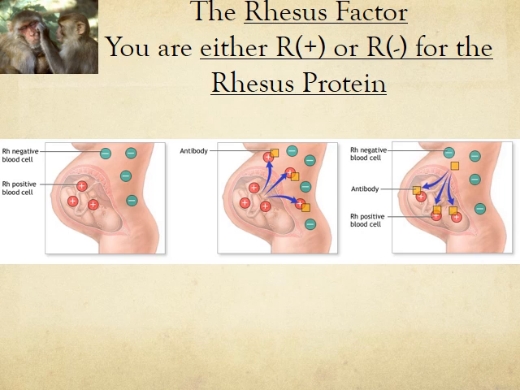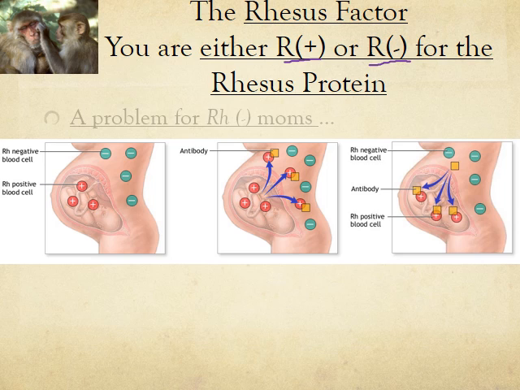Now, what we also have inside of our blood is something called the Rhesus factor. Now, that's Rhesus, not Reese's. We're not talking about peanut butter and chocolate here. So, you're either positive or negative for the Rhesus protein, meaning you either have it in your bloodstream or you don't. If you do have the Rhesus protein, you would have the positive blood type. But if you don't, you would have the negative blood type. So that's where we get things like A positive, O negative, etc., etc.